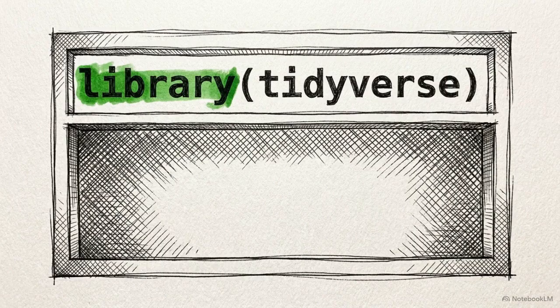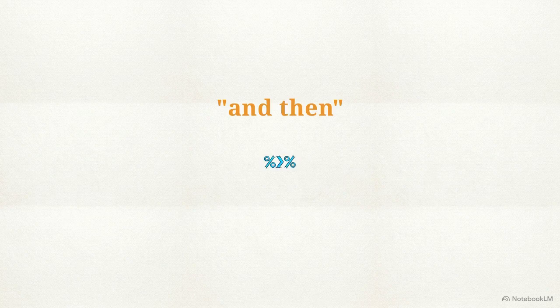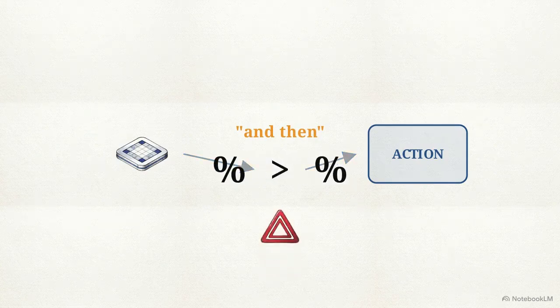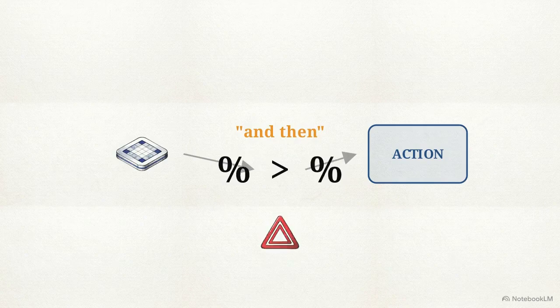Setting up your environment is straightforward. In your RStudio script editor, run the command library(tidyverse) to load the complete toolset. The engine driving this workflow is the pipe operator, written as a percent sign, greater than sign, and another percent sign. Think of the pipe as meaning "and then." It passes data into an action, moving the result to the next step. Be precise. If you type spaces between characters, R throws an error. The symbols must be typed continuously.